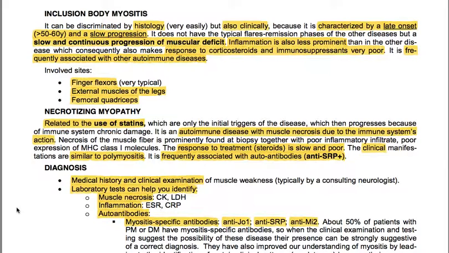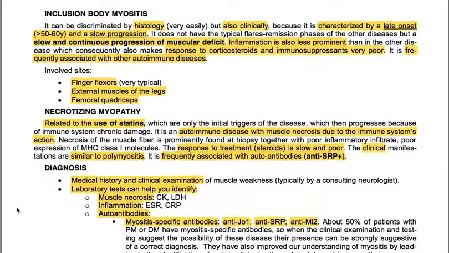Necrotizing myopathy is related to the use of statins, which are only the initial triggers of the disease, which then progresses because of chronic immune system damage. It's an autoimmune disease with muscle necrosis due to the immune system's action. Necrosis of the muscle fiber is prominently found at biopsy, together with poor inflammatory infiltrate and poor expression of MHC class 1 molecules. The response to steroid treatment is low and poor. The clinical manifestations are similar to polymyositis, frequently associated with anti-SRP autoantibodies.